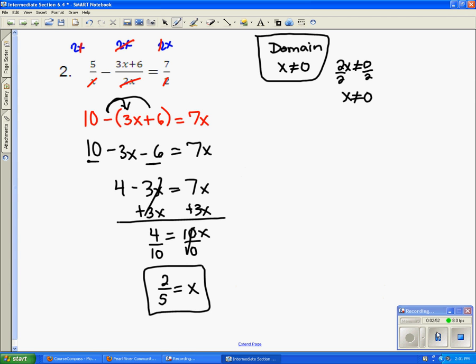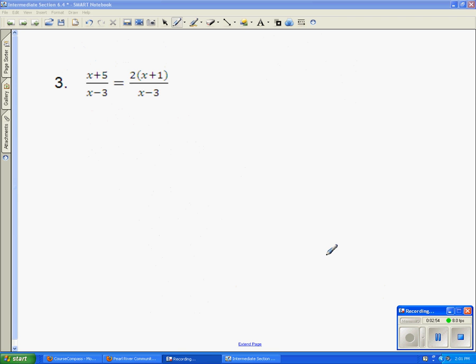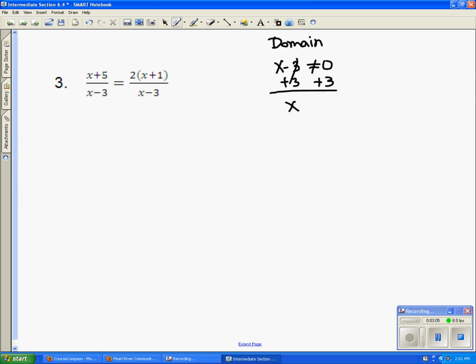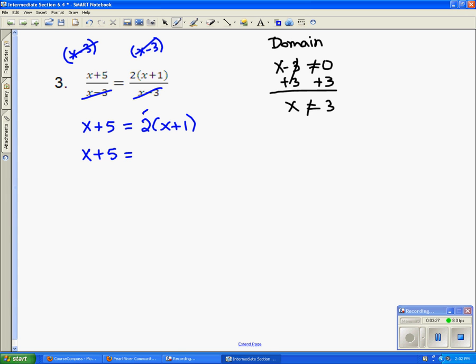Okay, problem number 3, the first thing we're going to do is our domain. So we take our denominator and set it not equal to 0. They're the same, since the denominators are the same. I only have to do this one time. So x cannot equal 3. Now I'm going to find a common denominator, which is the same for both of them, so that's easy. This cancels this, and we get x plus 5 equals, when this side cancels this side, we get 2 times x plus 1. We're going to simplify, distribute here, you get 2x plus 2.